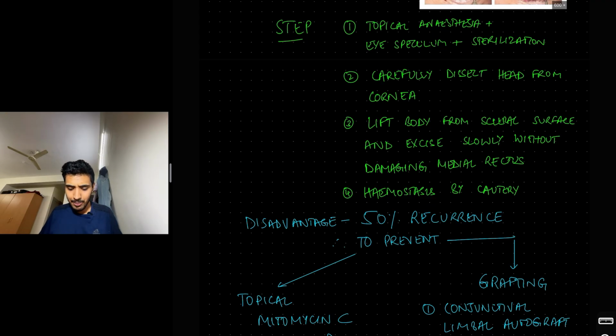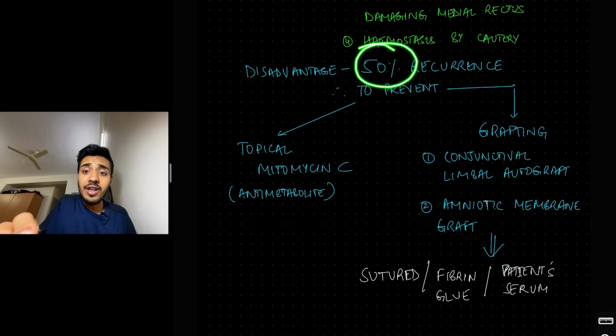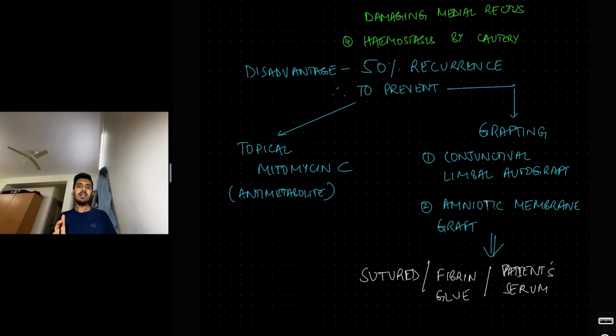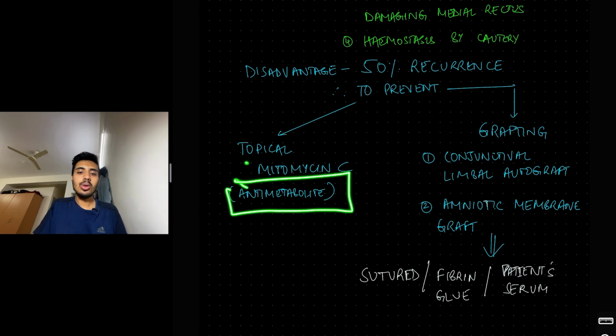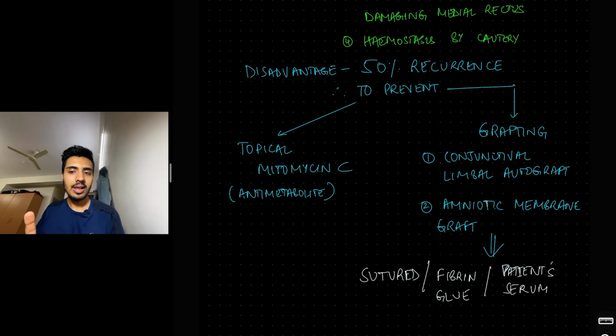Now the biggest problem of surgical excision is the high rate of recurrence. You will cut the pterygium, it will grow again. So it has a 50% rate of recurrence. Now to prevent the recurrence, there are two ways. There's a medical way and there's a surgical way. Medical way, you will give an anti-metabolite known as mitomycin C. So this mitomycin C will prevent the recurrence.